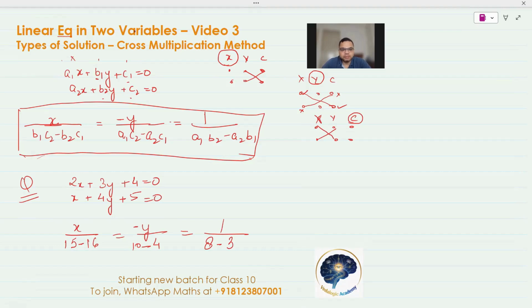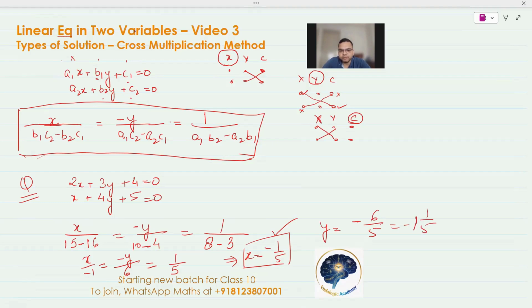So therefore it becomes x upon minus 1 equals to minus y upon 6 equals to 1 upon 5. Therefore, x becomes minus 1 upon 5. So this is the value of x that we have found out. And y becomes minus 6 upon 5. So that is minus 1 whole and 1 by 5, right? So this is how we are going to solve the equations of this type.